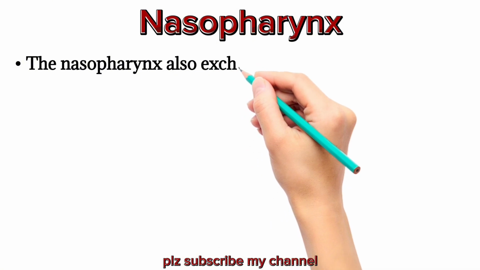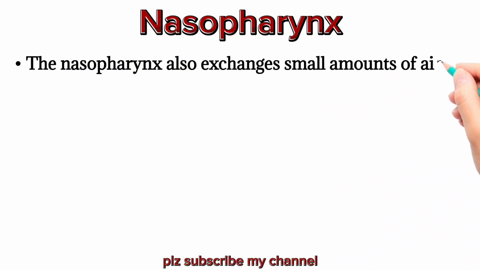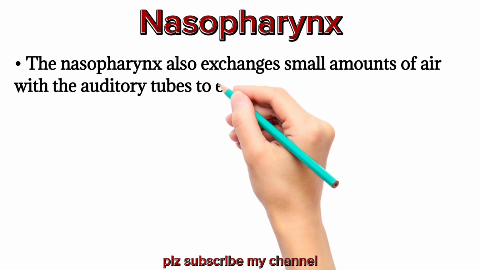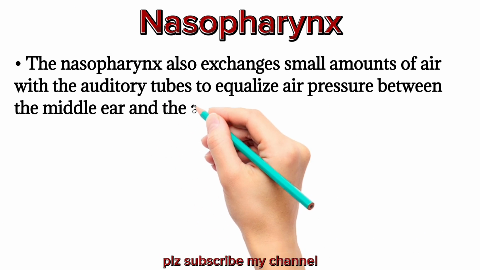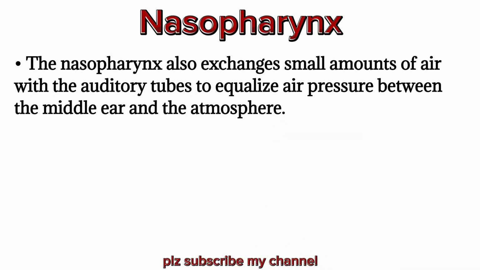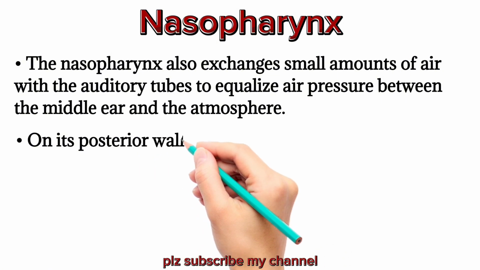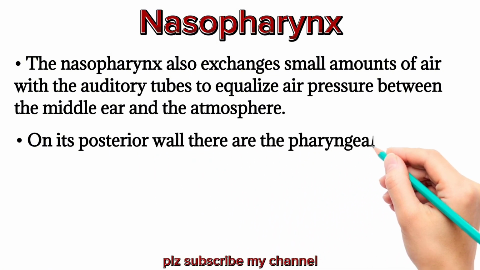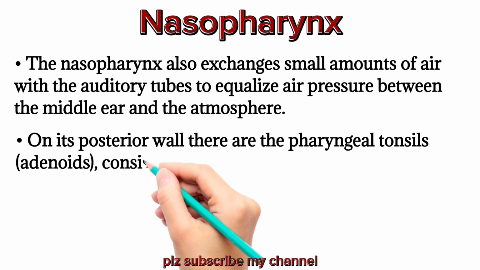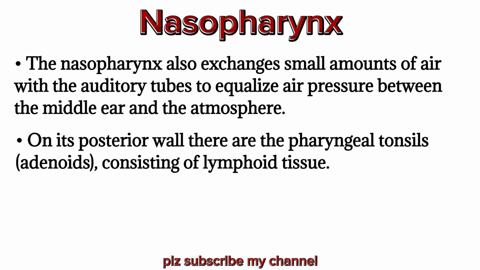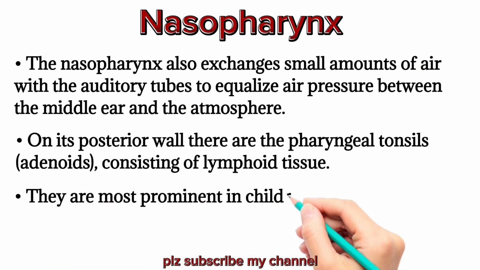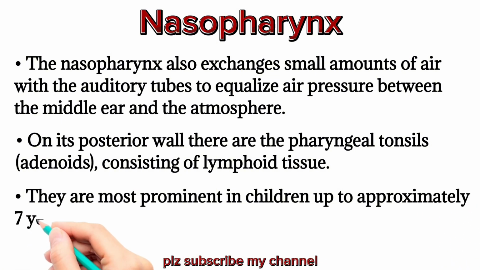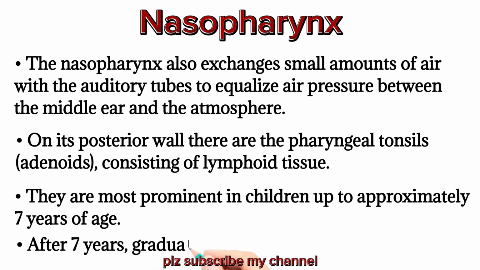The nasopharynx also exchanges small amounts of air with the auditory tubes to equalize air pressure between the middle ear and the atmosphere. On its posterior wall there are the pharyngeal tonsils, adenoids, consisting of lymphoid tissue. They are most prominent in children up to approximately 7 years of age. After 7 years, they gradually atrophy.